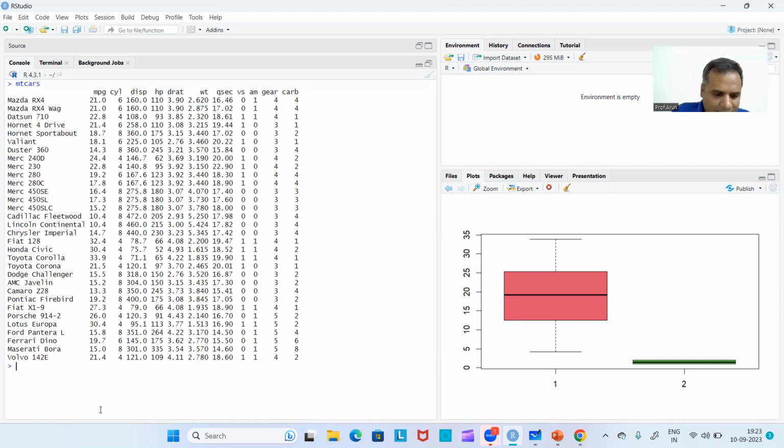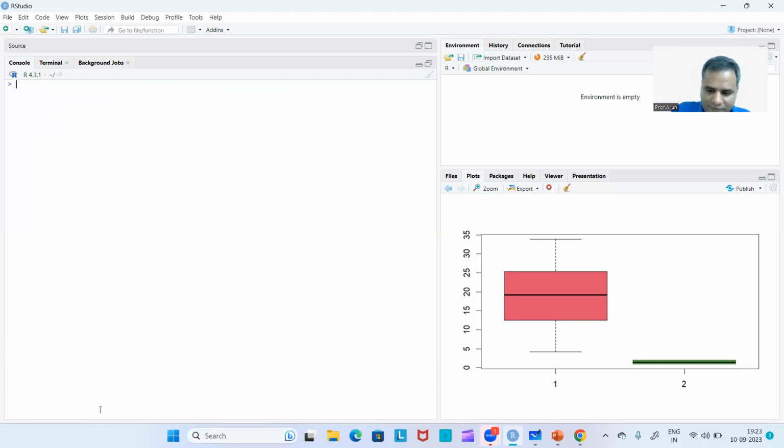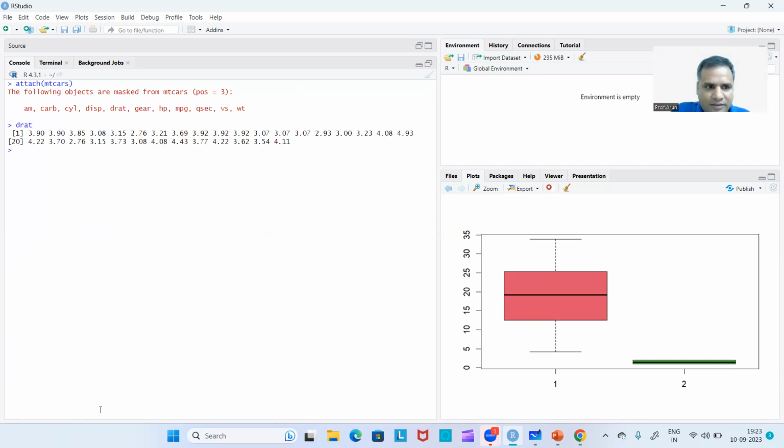Yes, okay. Now can I use DRAT? It is showing me an error. Why is it showing me an error? Ruman ji, you had asked a question. Yes, sir. We need to attach mtcars first. Very good. Now attach mtcars. This is attach mtcars. Now use DRAT and now use weight.